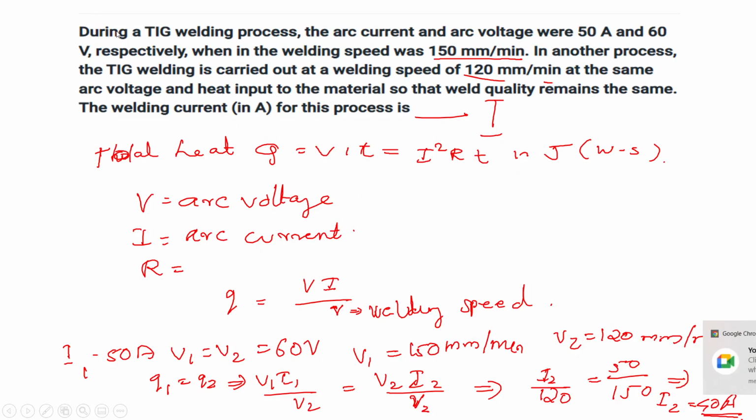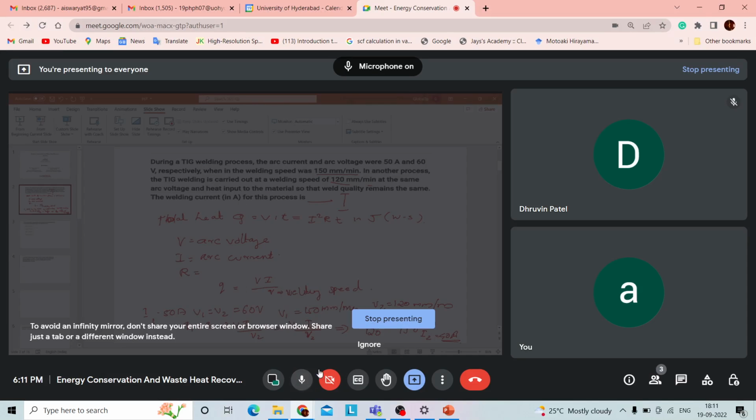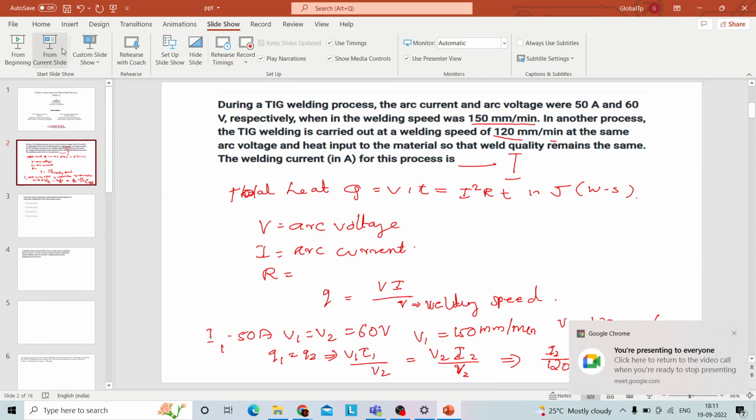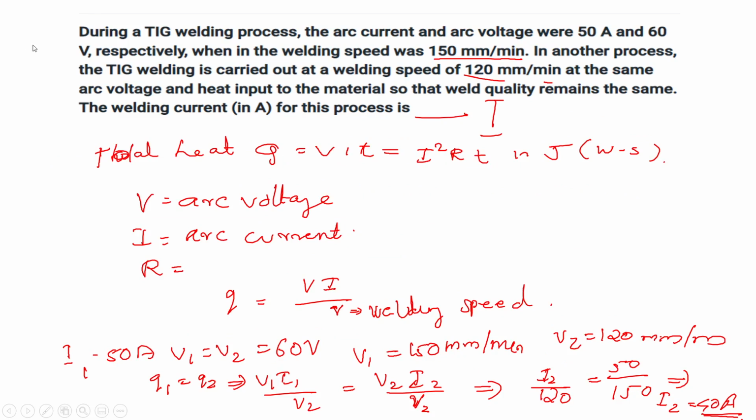So I'm repeating the question once again. During a TIG welding process, the arc current and arc voltage were 50 ampere and 60 volt respectively when the welding speed was 150 millimeter per minute. In another process, the TIG welding is carried out at a welding speed of 120 millimeter per minute at the same arc voltage and heat input to the material, so the welding quality remained the same. What is the weld current for this process?